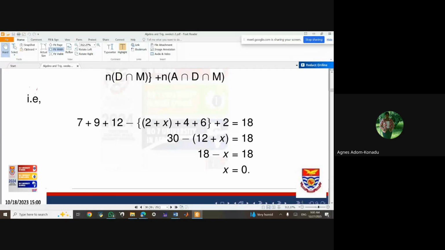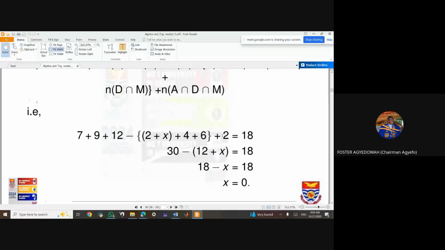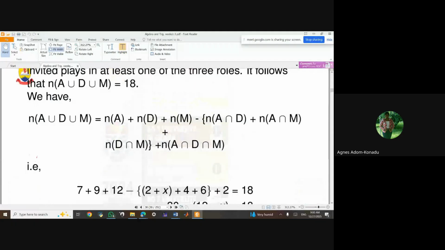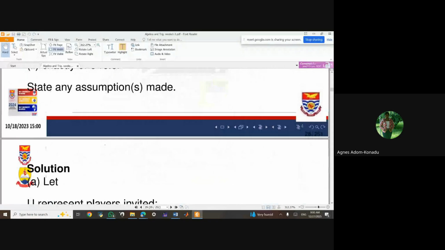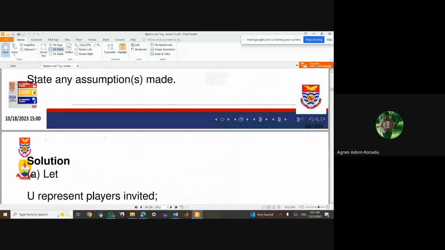There's 2 here. Where is the 2 from? Because we only have minus, those who can play all. So we have A, D, M minus the intersection of the 2 sets, plus the intersection of the whole, or those who can play all. And in the question, we're told that 2 play all 3 roles. So that is my 2.